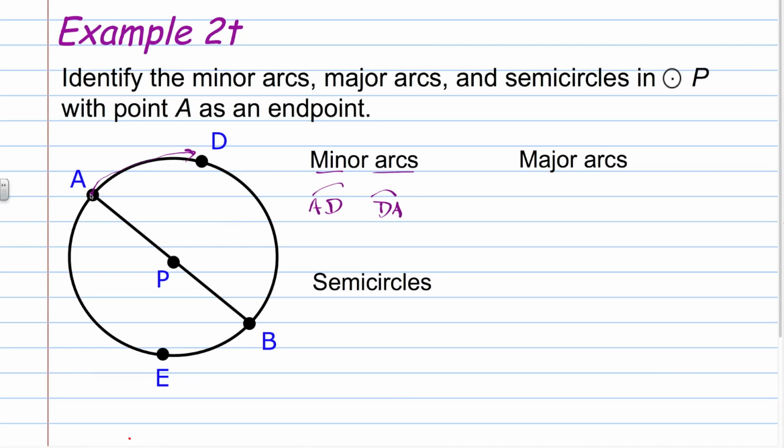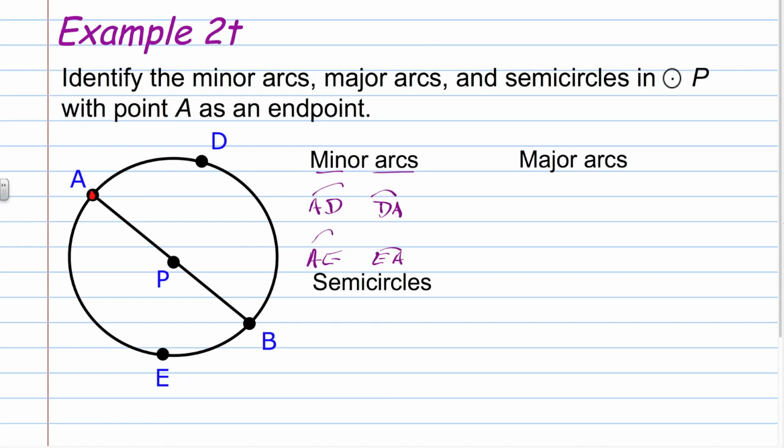Now, going counterclockwise, starting with point A, we travel to point E. So that would give us arc AE. And switching those two points around, we could also call it arc EA. So we can see here, just by switching the order of the points, the starting and the endpoints, you can name a minor arc two different ways. Now moving on to the major arcs. Remember, major arcs are greater than a semicircle. We could see here when I did minor arc AD, it was less than a semicircle.